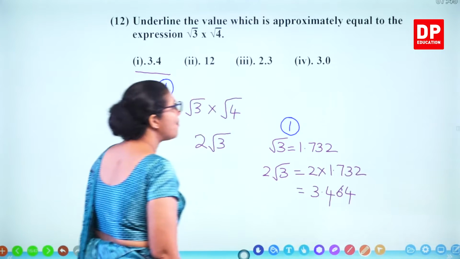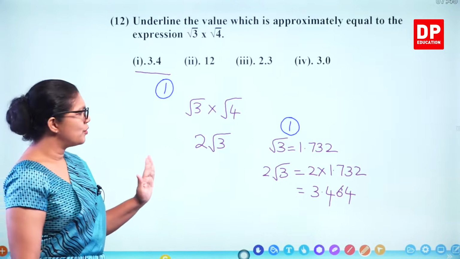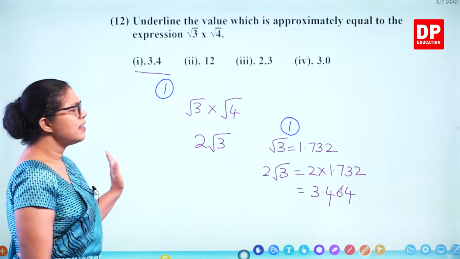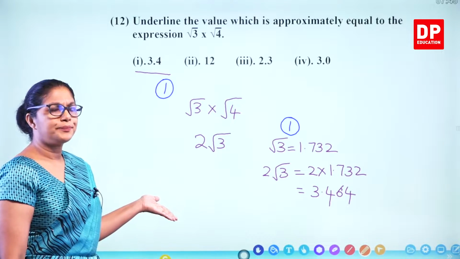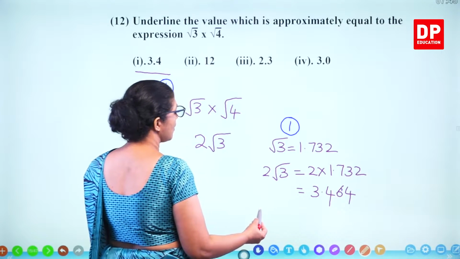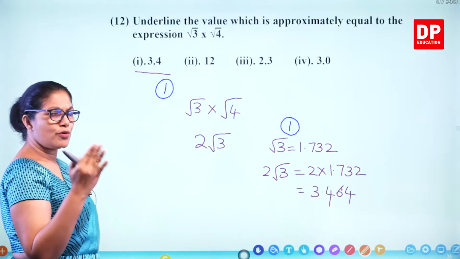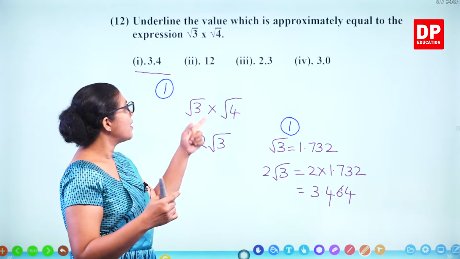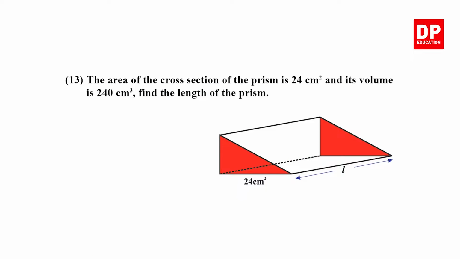If you can't remember this, you can take the approximation value for root 3. Root 3 is in between root 1 and root 4. So you can take 1 point something for root 3 and then multiply by 2. You get 3.4.